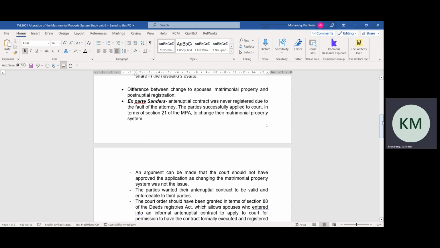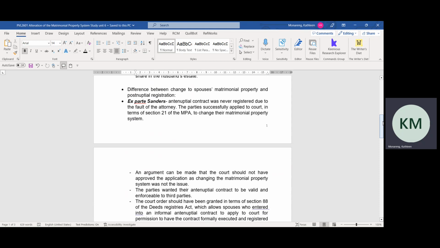Also, please be aware of the differences between changes of the spouses' matrimonial property system and post-nuptial registration. In Ex parte Sanders, the antenuptial contract was never registered due to the fault of the attorney. The parties successfully applied to court in terms of Section 21 of the Matrimonial Property Act to change their matrimonial property system. An argument can be made that the court should have approved the application, as changing the matrimonial property system was not the issue.